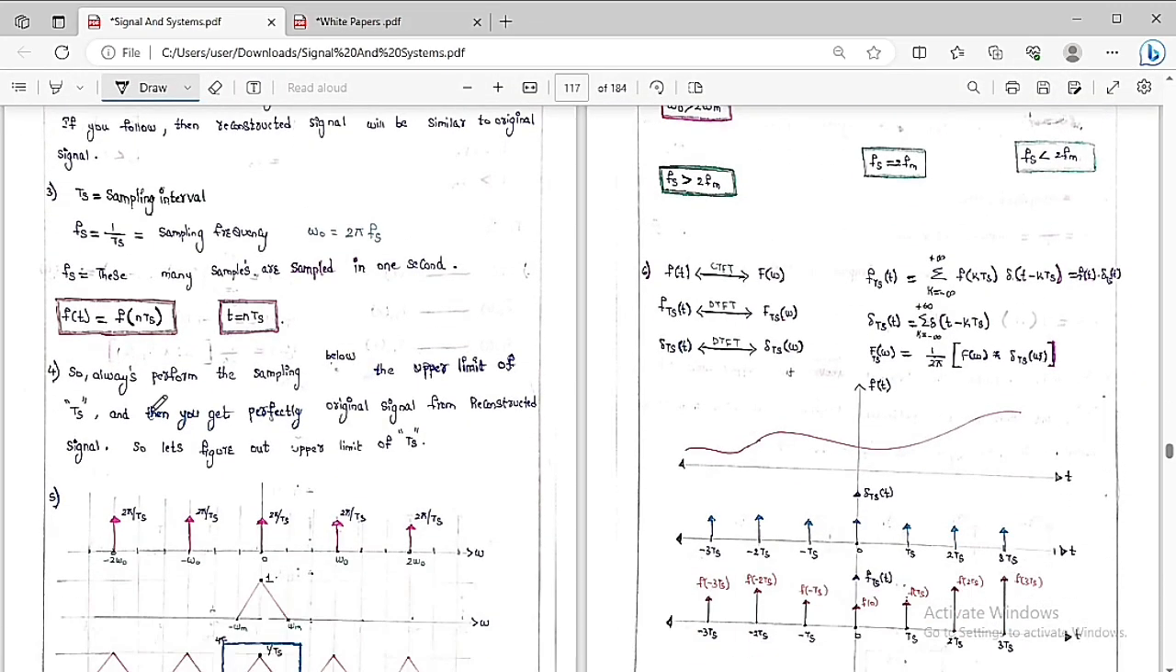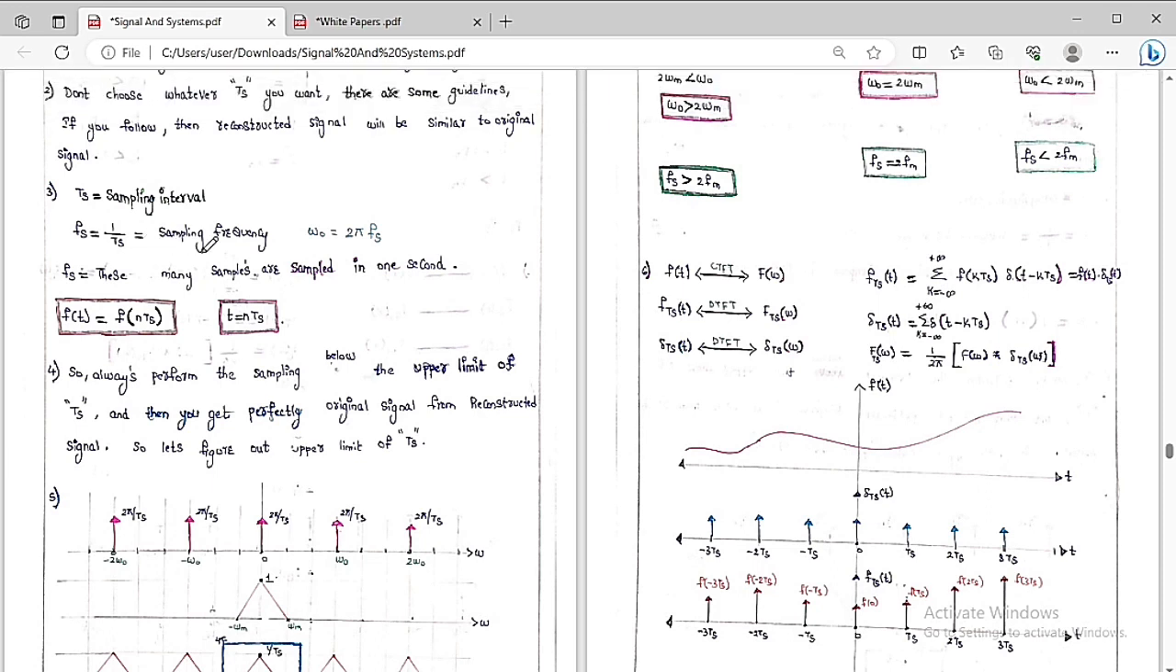Then what is Ts? Ts is called the sampling interval, or sampling time period, you can say either. Fs is the sampling frequency, which is equal to 1 by Ts. If you want it in terms of omega naught, sometimes they use omega naught or omega s, it is up to you. It is just a small notation, not a big issue. So omega naught or omega s is equal to 2 pi Fs.